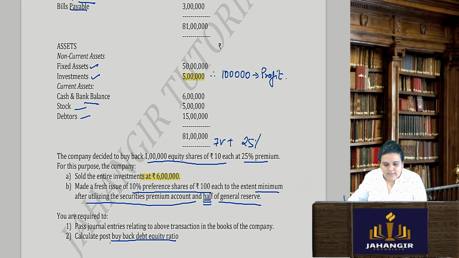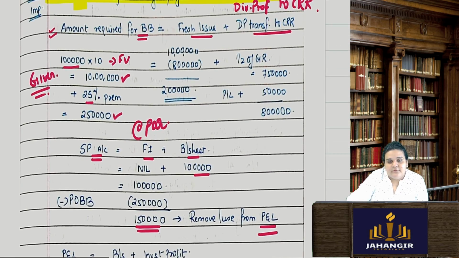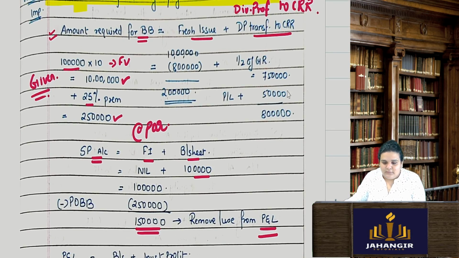That will go to P&L. So investment profit also 1 lakh. Total is 2 lakhs. Out of which I have to use 1,50,000 for premium on buyback. So now I am left with only 50,000 in my P&L. Okay. General reserve, they have told me use only half. So 7,50,000. P&L I am now left only with 50,000. So I can use total 8 lakhs from my DP transfer to CRR will be 8 lakhs.